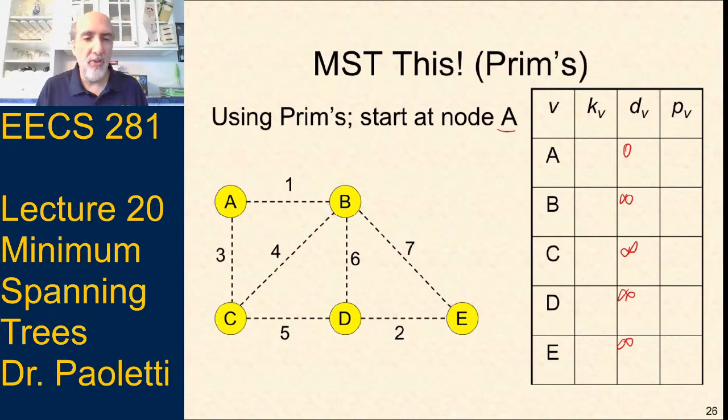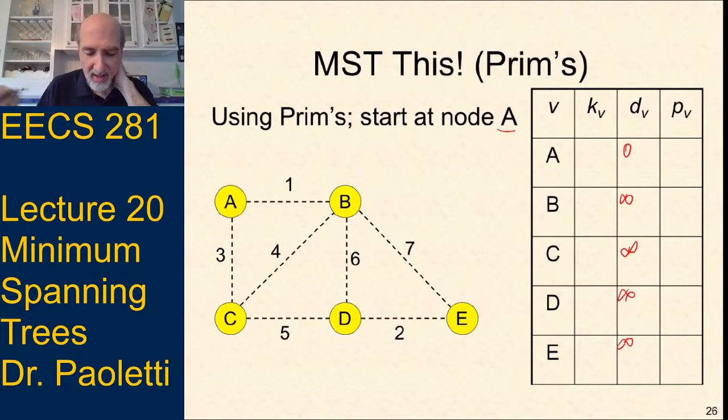Okay, so let's run through this really fast together. I'm not going to list everything out. We find the smallest false one, that's A. Mark it as true. Then we've got to update the neighbors of A that are false. B is a distance of 1. That's better than infinity if I get there from A. C is a distance of 3. That's better than infinity if I get there from A. D is not adjacent, so it's a distance of infinity. E is a distance of infinity from A. Okay, so that's done. We've updated neighbors.